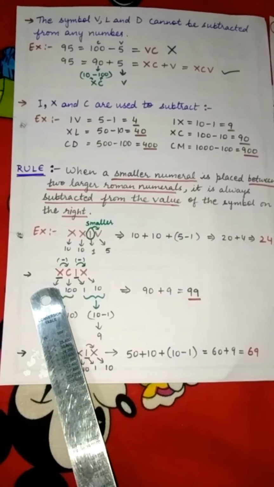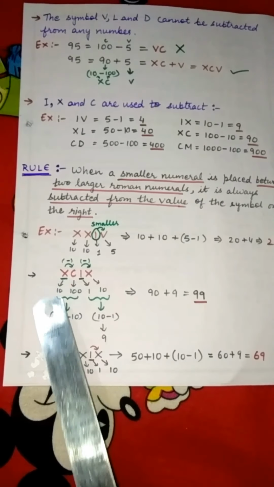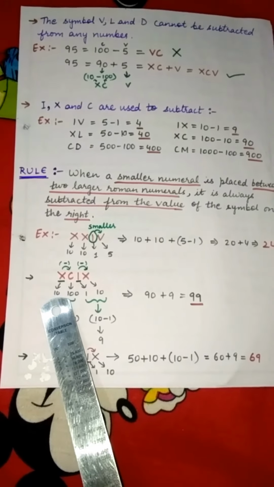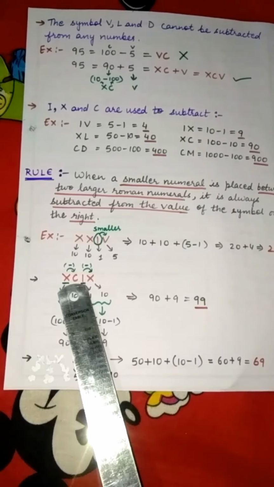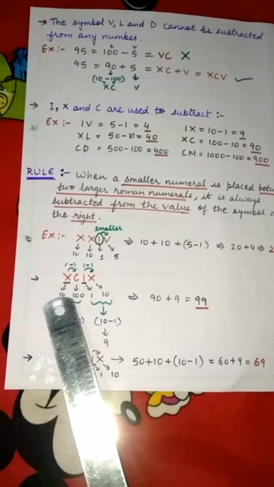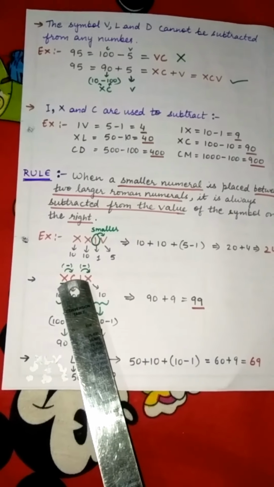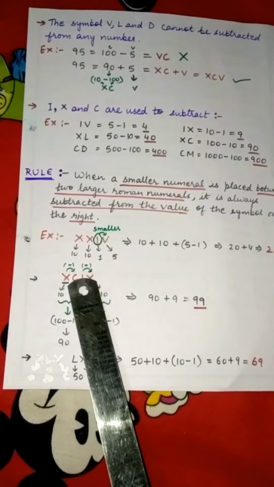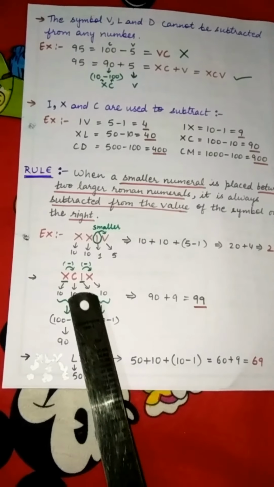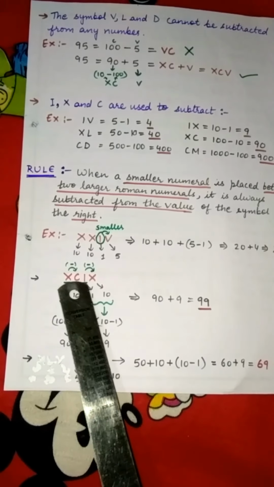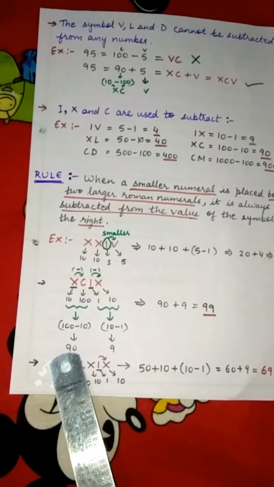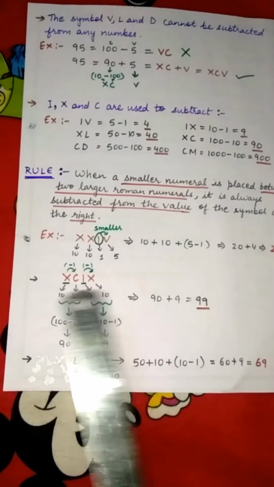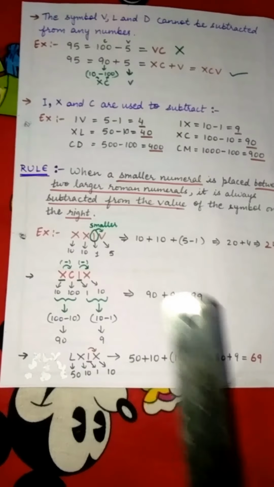See this, XCIX. XC is the symbol for 100 minus 10. This is the symbol for 90. And this I is between C and X, the 100 and 10. But because you have to subtract from the right value, 1 will be subtracted from 10. So this will be 10 minus 1, 9. So 90 plus 9 will be 99. So this is the symbol of 99.